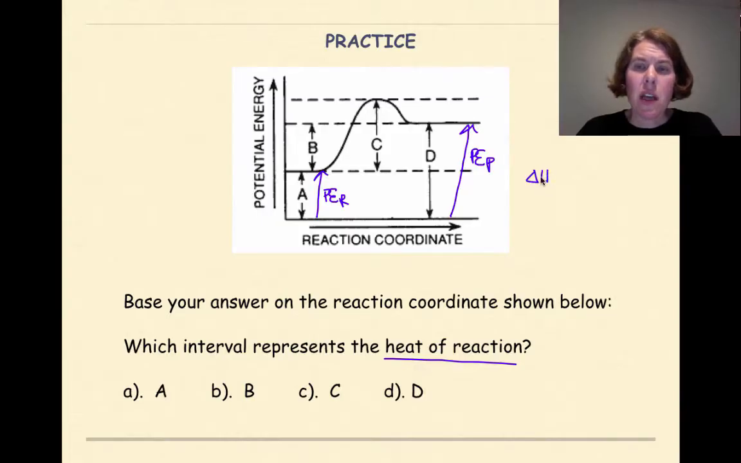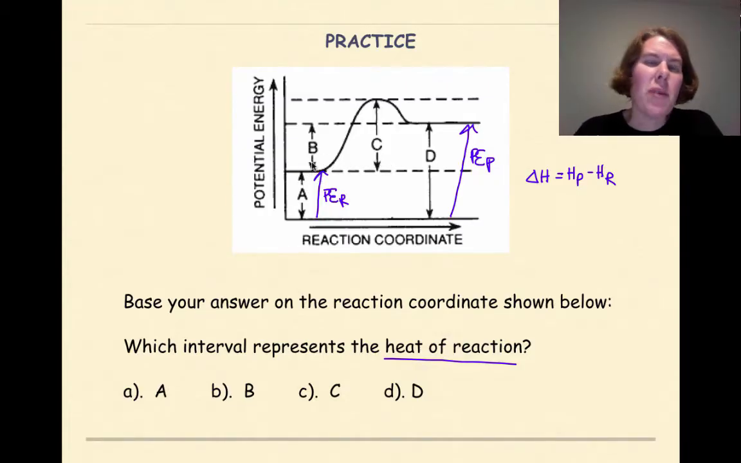So delta H is equal to the H of your products minus the heat of your reactants. So automatically A and D are out, because A represents the potential energy of the reactants and D represents the potential energy of the products, which leaves us with C and B.